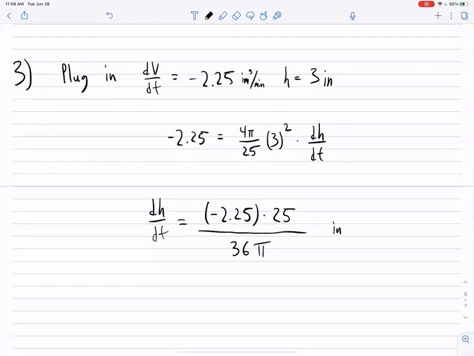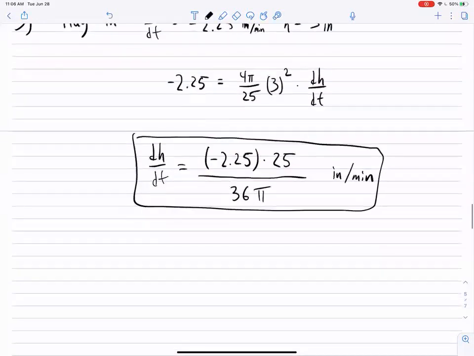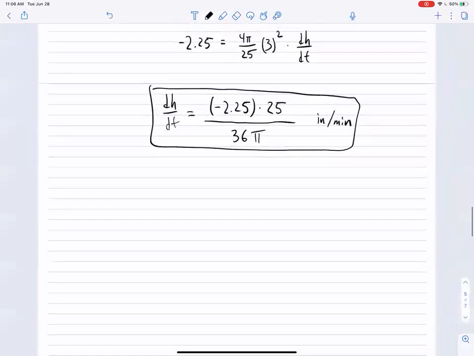And this will be inches per minute, because on the top is inches cubed per minute, and then on the bottom would be inches squared, and so that's why it's just inches per minute. I'm not too pedantic on units. If you're in a physics class, they'd be much more pedantic about it, but it is something to just keep track of. It helps you know if you're on the right track.